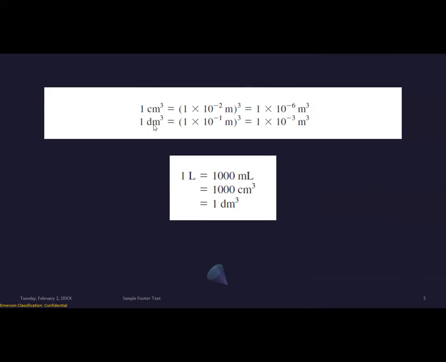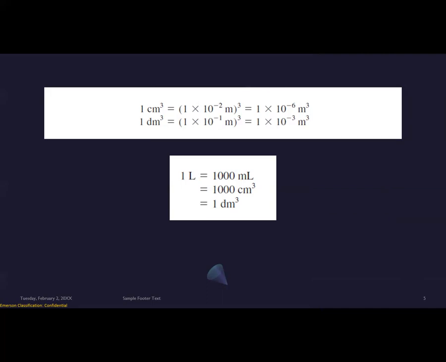1 cubic decimeter is equal to, di ba ang 1 decimeter is 1 times 10 exponent -1 meter. I-cube natin to, which is equal to 1 times 10 exponent -3 cubic meter. So 1 cubic decimeter is equal to 1 times 10 exponent -3 cubic meter.